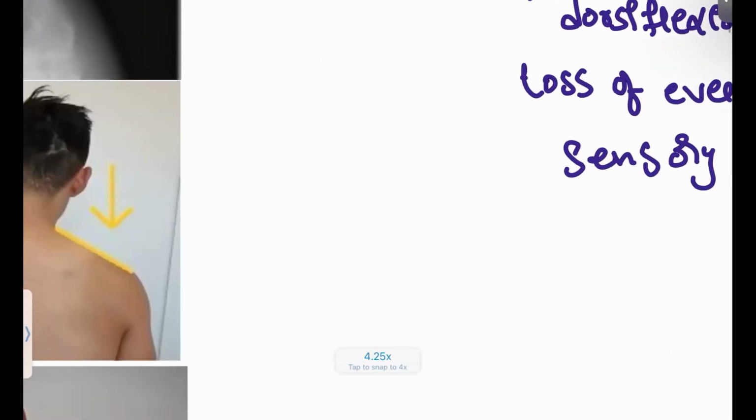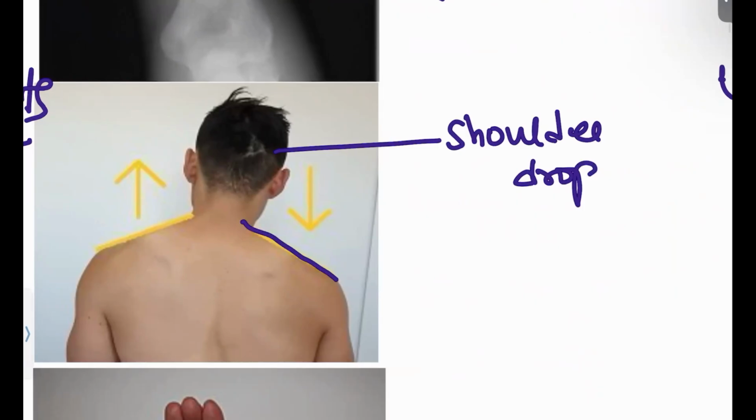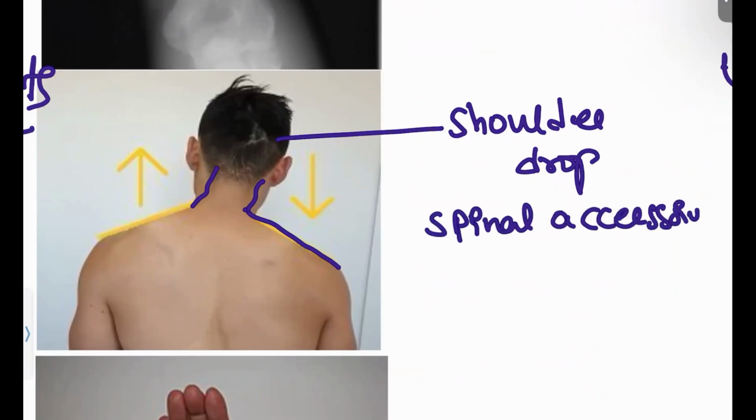And here you can see another example, the patient is having the shoulder drop. Okay, for the shoulder drop patient, or the patient having the sternocleidomastoid muscle injury, these two injuries are due to the spinal accessory nerve. Okay, this was also asked as a previous question. The spinal accessory nerve will cause the shoulder drop.